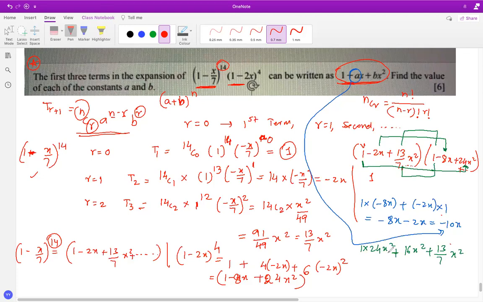So after this, you're just going to add up these terms. So 24 plus 16 plus 13 over 7. So you take the LCM of these terms, and that's going to give you the value of b. So that's how you do these questions.